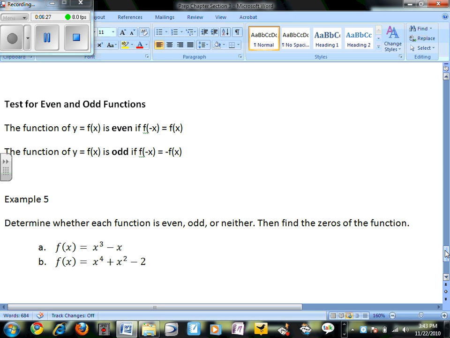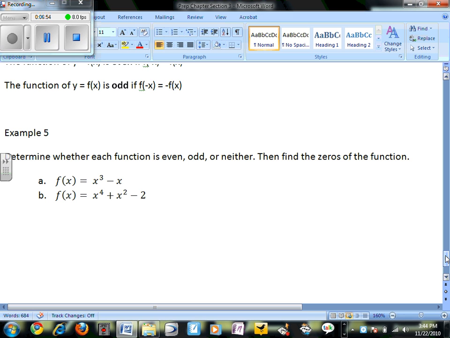As far as the next part is testing for odd and even. If a function is an even function, if we were to plug negative x in everywhere we saw an x and we still got the same function we started with, it's an even function. For an odd function, if we plug negative x in and it changes every single sign in the equation, it's going to be an odd function. So example 5, determine whether each function is odd, even, or neither. Then it actually says find the zeros of the function.